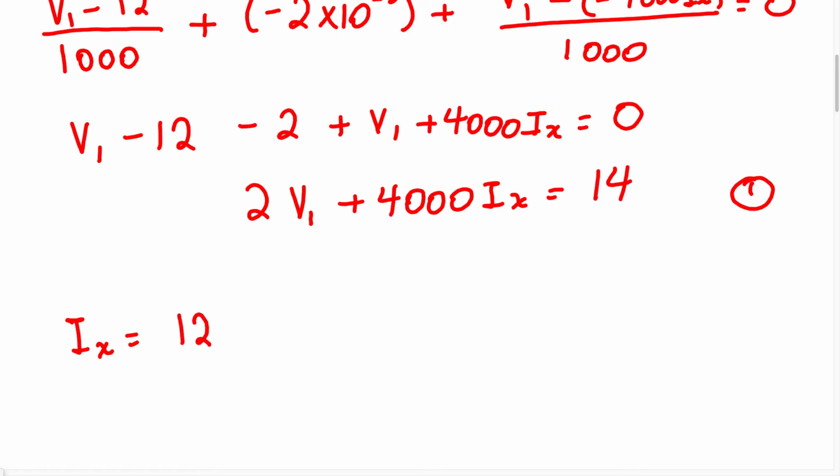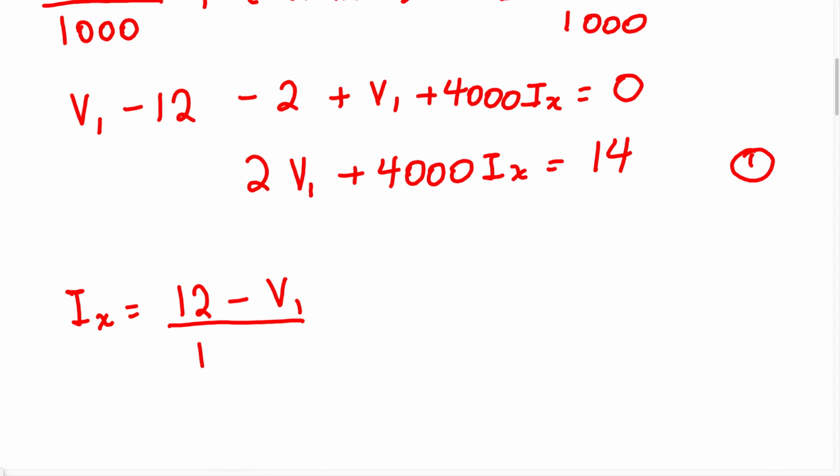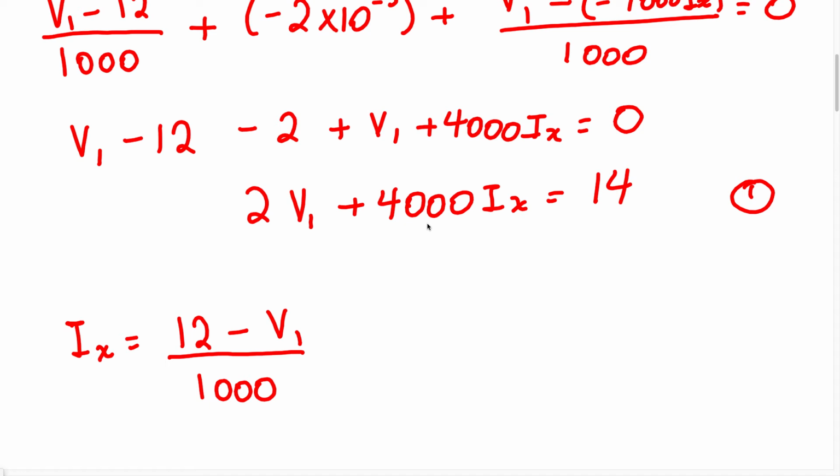Because the current is leaving that source, the source has a higher potential, minus the voltage at node 1 divided by the resistor, which is 1000. So I'm going to call this equation 2. Now, if you want to, you can actually write this into this equation and solve for V1, but I'm not going to do that, right? I'm actually just going to simplify this equation and use the matrix method.